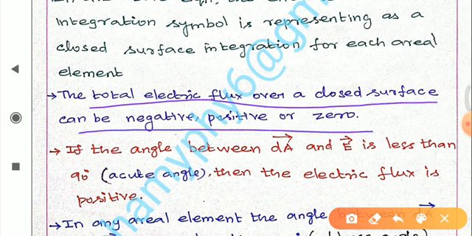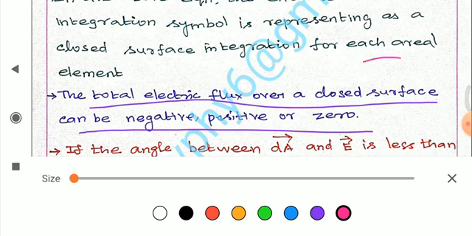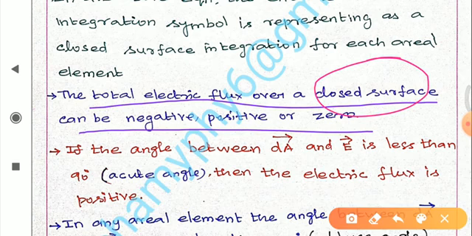Then the electric flux over a closed surface can be negative, zero or positive. Already at the start we discussed that electric flux may be positive or negative. But here, for the closed surface, this is a very important thing: in general electric flux may be positive or negative, but the total electric flux over a closed surface may be positive, negative or zero. There are three possibilities.